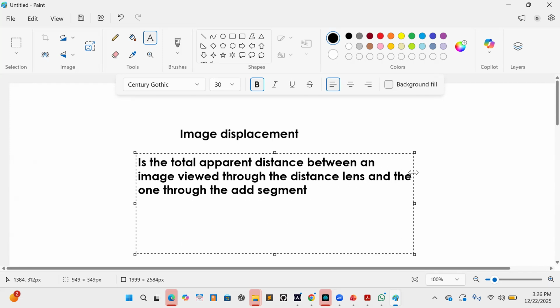Unlike the image jump, that is just a sudden change or sudden movement in the location of the image when you're looking from distance to near, the image displacement is the relationship of distance between the image that's due to the distance lens and the one viewed through the art segment.